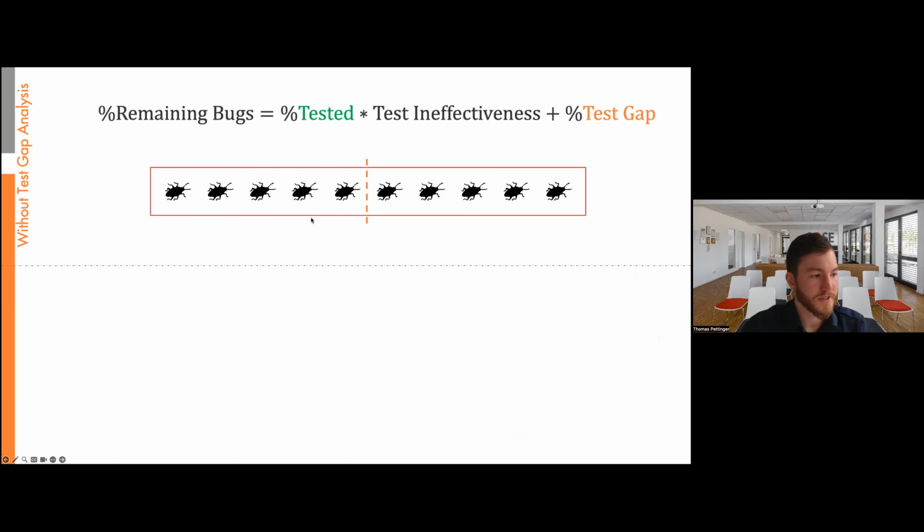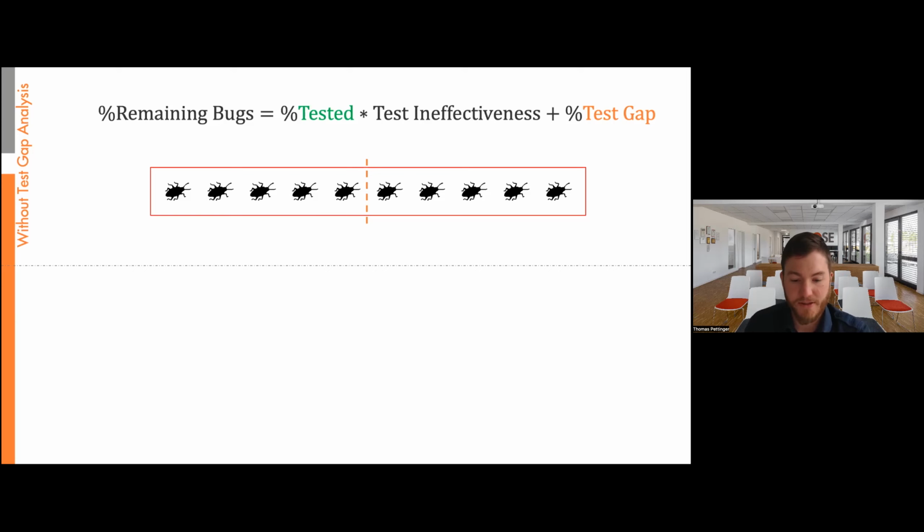So first, let's calculate how many bugs slip through without test gap analysis. You know from before that 50, or in the second release, 60% of the changed code areas remained uncovered. In order not to overestimate test gap analysis, we are taking the beneficial value here without test gap analysis, so the 50%. 50% of the code remained untested here, of the changes.